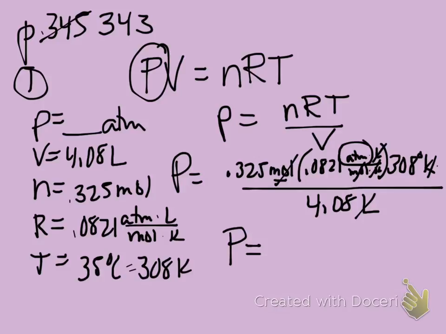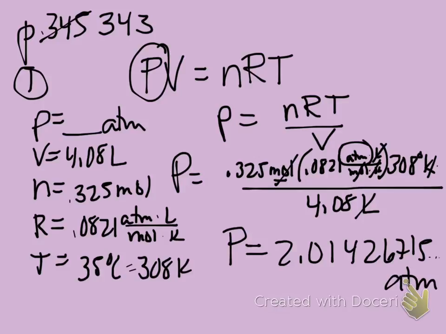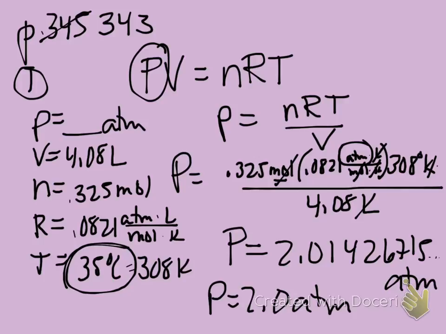Okay, so what's our raw number? Okay, so we get a raw answer of 2.01426715, etc. ATMs. The book claims that you have 3 sig figs. We know better because that only had 2. So our final answer for pressure is 2.0 ATMs. This is really easy algebra. This is not difficult. It's just a little bit tedious.